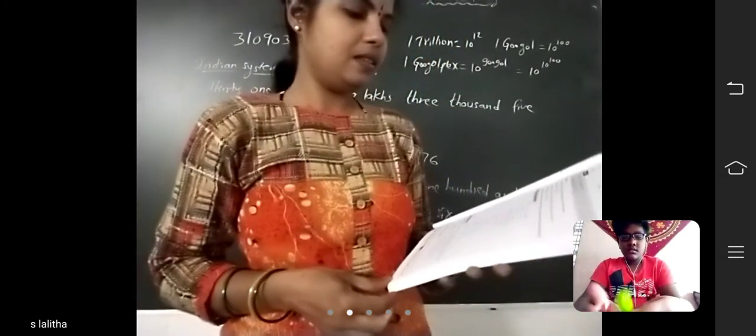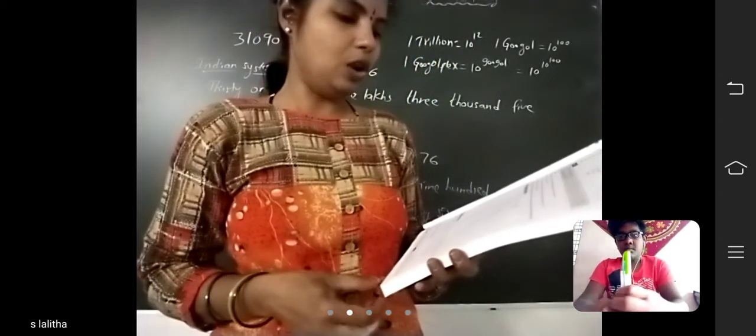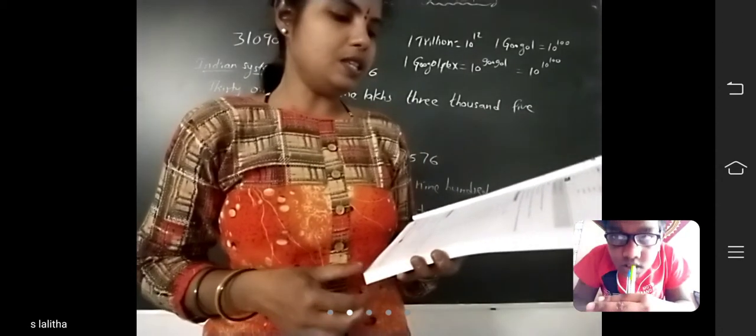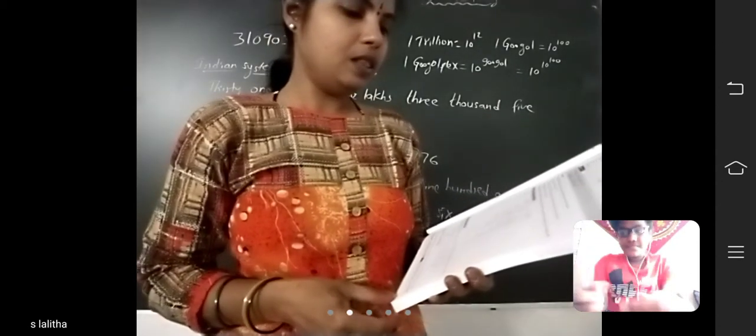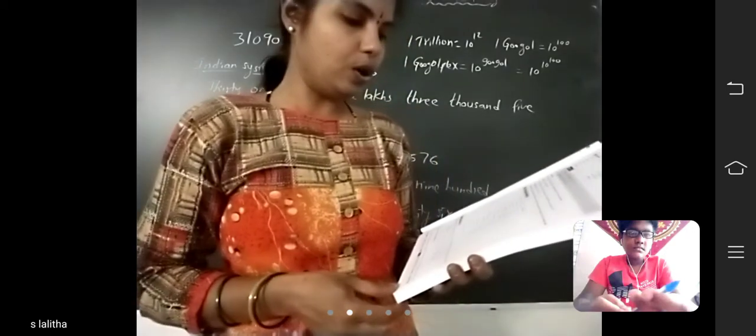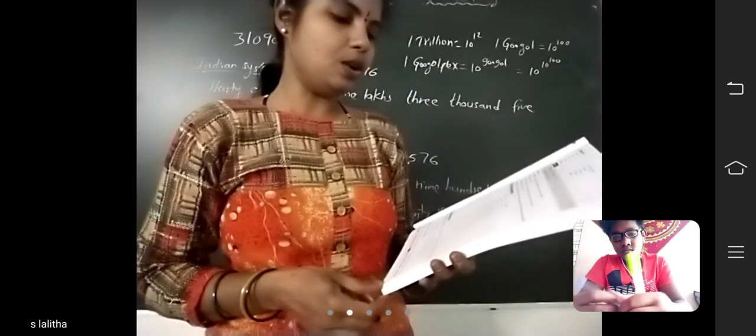Next, mass. That means grams, kilograms, tons. 1000 milligrams is equal to 1 gram. 1000 grams is equal to 1 kilogram. 1000 kilograms is equal to 1 ton.